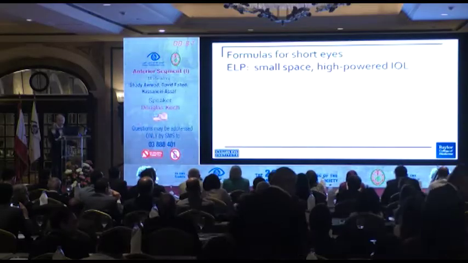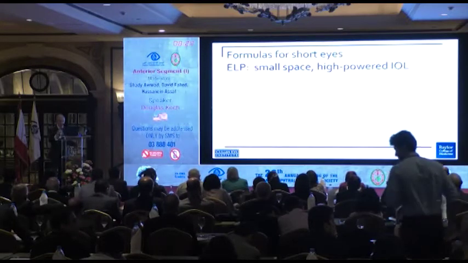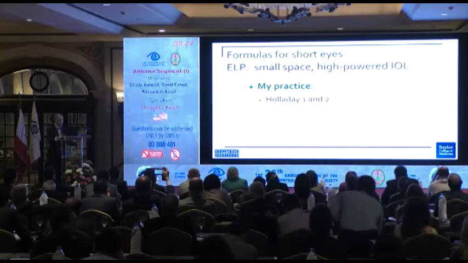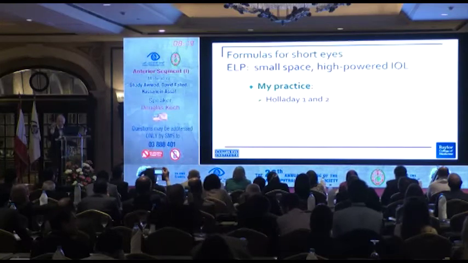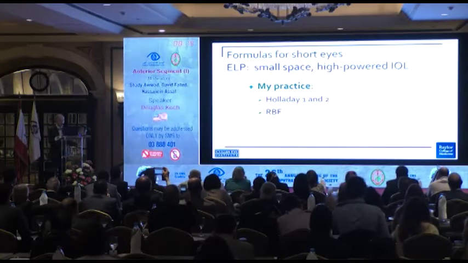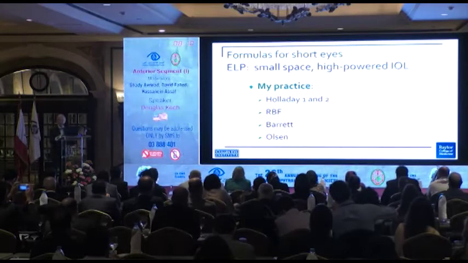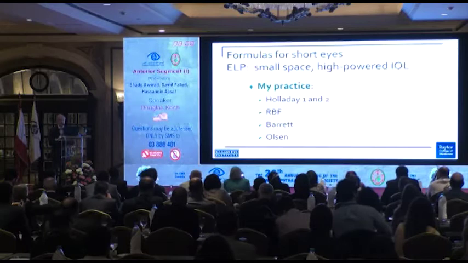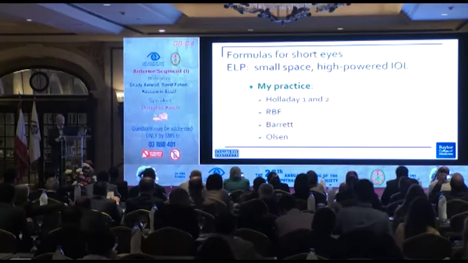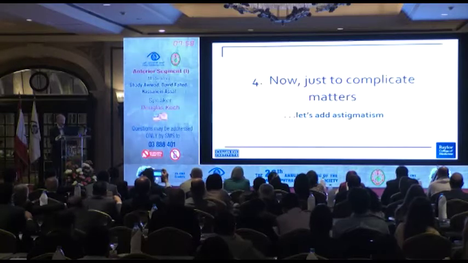And the issue is that the effect of lens position is really critical. You've got a small space in these eyes and you have a high powered IOL, 26, 28, 30 diopters. And so very small variations in that power can really affect the accuracy. So what do I do? I use the Holladay 1 and the Holladay 2. I use the RBF, I use the Barrett, and I also use the Olsen, and try to come up with some kind of a summary for them. And what I tell the patients is, I warn them of this, and I warn them that in particular, they might end up more myopic than predicted if they have a really shallow anterior chamber. Okay, let's go to astigmatism.